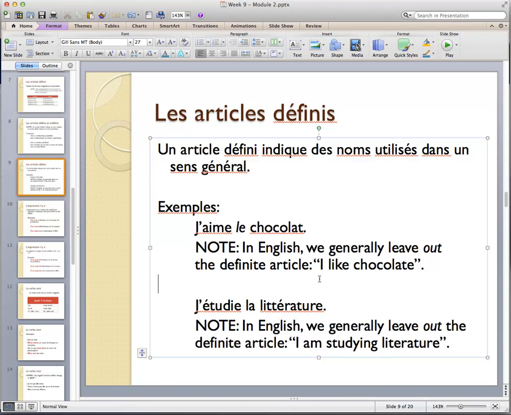When in English we leave the article out, in French, you should use the definite article. J'aime le chocolat. Another example, I'm studying literature. We don't say I'm studying the literature, and we don't say I'm studying a literature. We say I'm studying literature generally. However, when we leave the article out in English, it's important to remember that in French, you need to use the definite article. J'étudie la littérature.